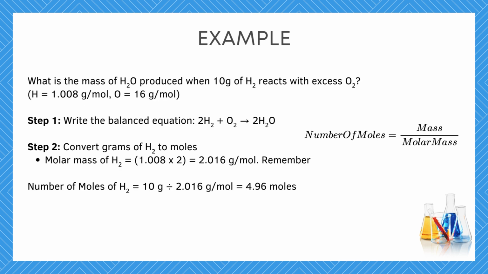Now look at this example. First question, what is the mass? So we are looking for mass. What is the mass of H2O or water produced when 10 grams of hydrogen reacts with excess oxygen or O2? Now, in this kind of question, for every stoichiometry question you are asked to deal with, they will give you the relative atomic masses of all the elements that are concerned.